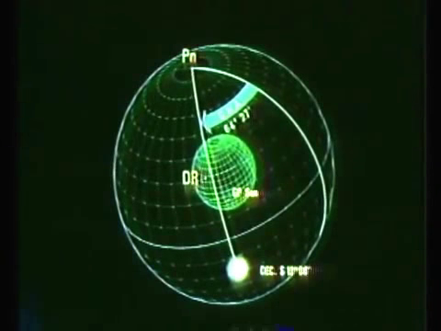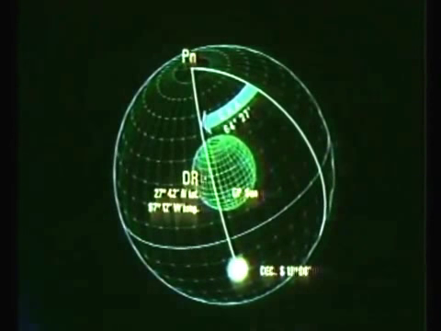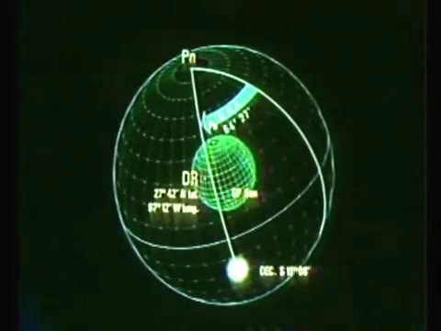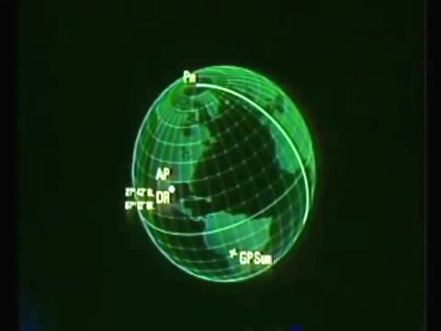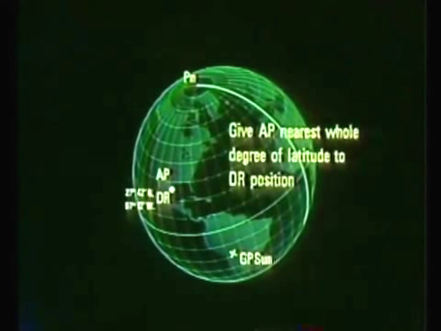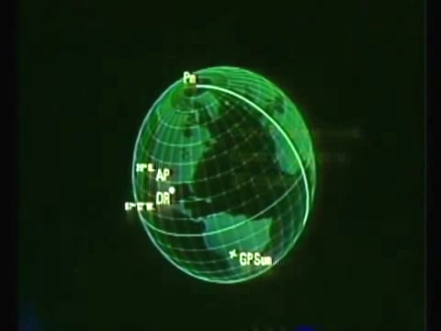Let's say your DR position is 27 degrees, 42 minutes north latitude and 97 degrees, 12 minutes west longitude. Since you are operating in the northern hemisphere, the North Pole becomes the 2nd point on your celestial triangle. The 3rd point is your assumed position. It could be the same as your DR position. But since the HO 249 tables are arranged for whole numbers of latitude, you give your assumed position the nearest whole degree of latitude, or 28 degrees north.